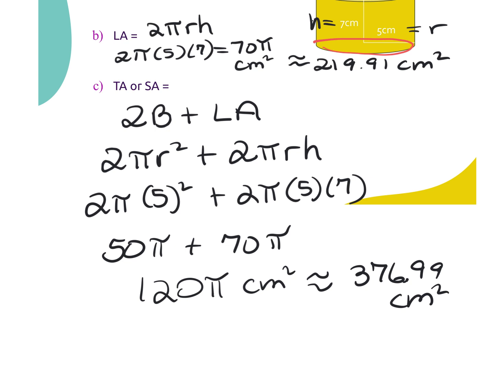I like to do whenever I'm doing these problems, instead of multiplying 50 times pi and then 70 times pi, what I like to do is just go ahead and leave it in terms of pi first. That way I don't have to keep writing all those long decimals in my work, because you can't round until the end. But it's up to you whether you wanted to multiply 50 times pi, write down that number, and then 70 times pi, write that number, and then go back and add them. It's totally up to you.